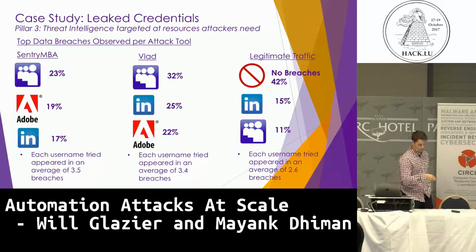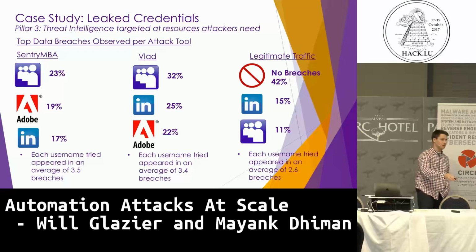Our attack tool Vlad, the one that was impersonating Firefox 40, had similar patterns, just a little bit higher ratios of all these breaches. And same thing, each username tried appeared in 3.4 breaches on average.